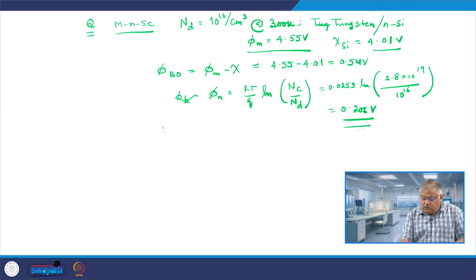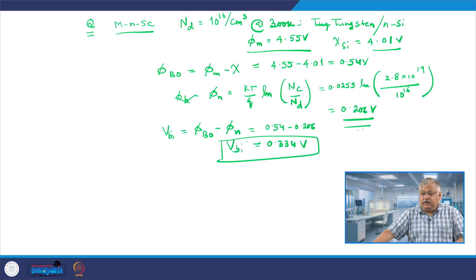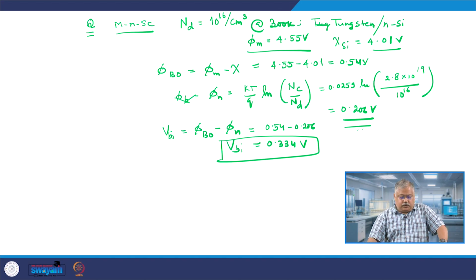So, to find out V built in, V built in will be phi b 0 minus phi n, and phi b 0 is 0.54 minus 0.206. This gives you the value of 0.334 volts as the value of V built in. So, what is the V built in? Therefore, this much voltage, if you multiply this with Q, is the energy that will be required for an electron to cross over and come towards the metal side.